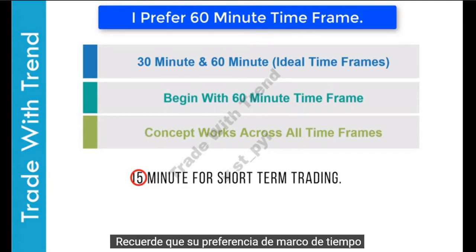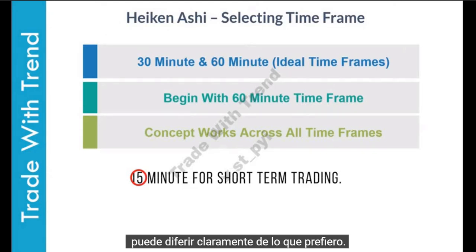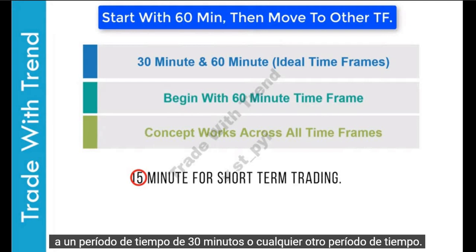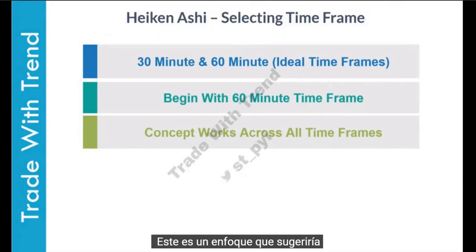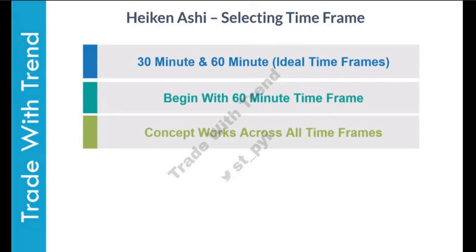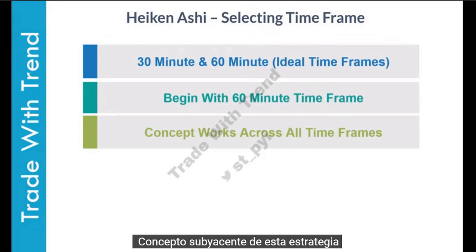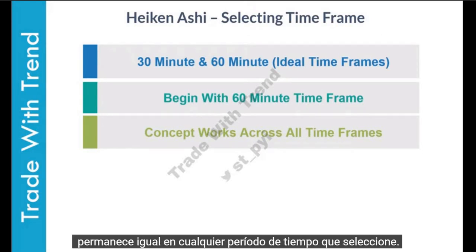Do remember that your time frame preference can clearly differ from what I prefer. I will also recommend for you to first start on a 60-minute time frame and then move to a 30-minute time frame or any other time frame. This is an approach I would suggest in case you're a beginner. If you're someone who wants to hold a trade for just 2 to 3 days, then you can try trading this on a 15-minute time frame as well. Underlying concept of this strategy remains the same across any time frame you select.